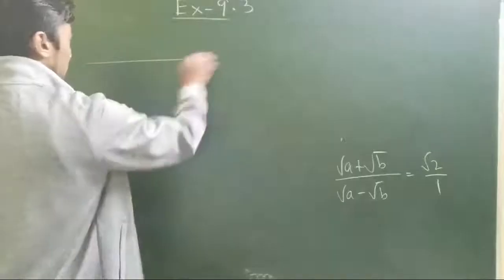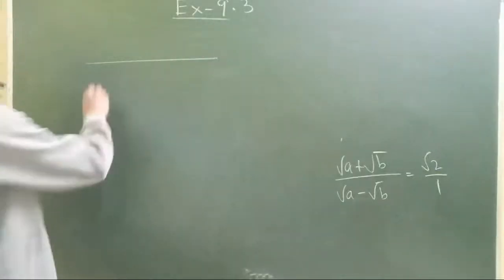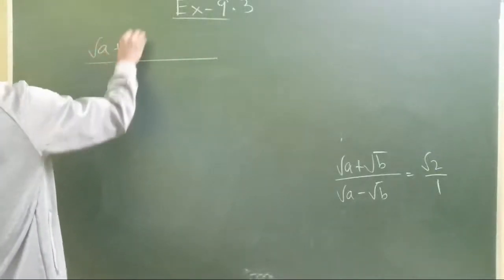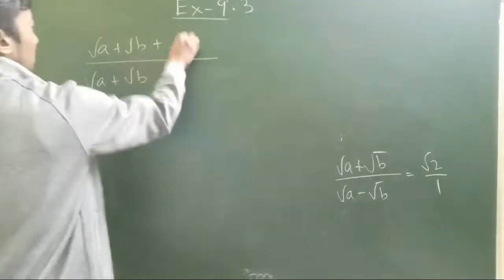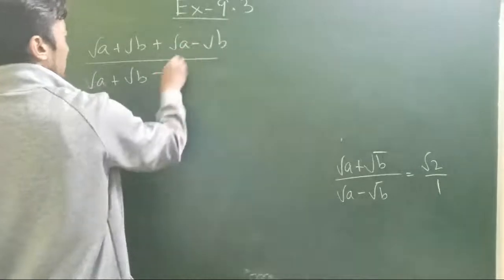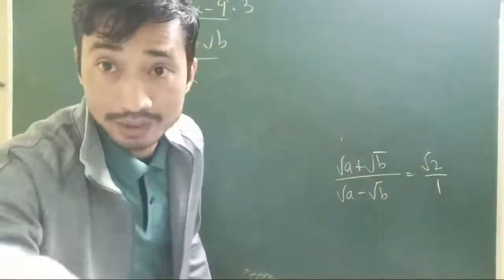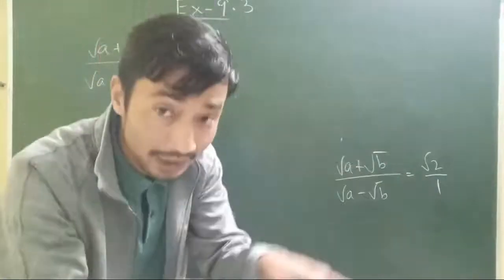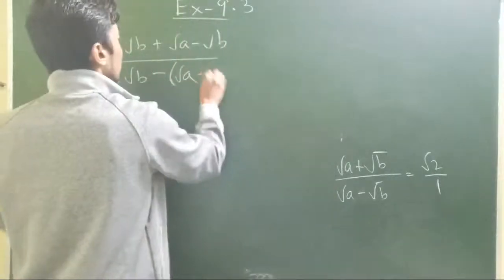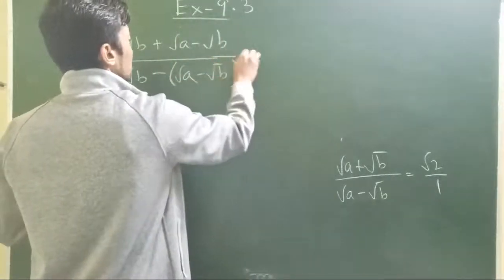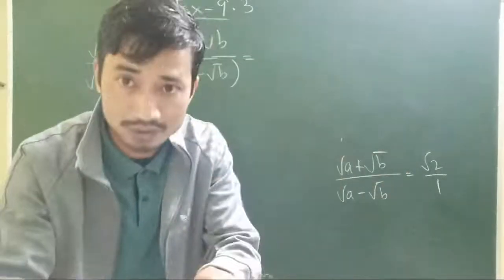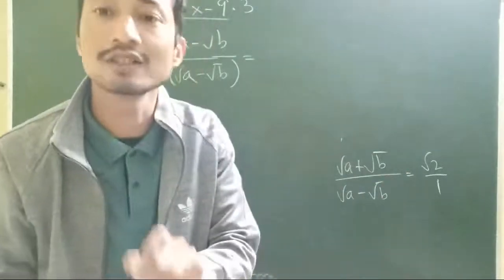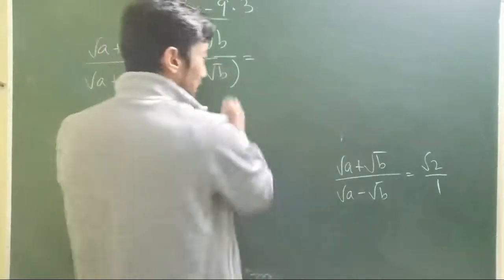So again, if you apply componendo and dividendo, what will we have? Numerator add the denominator, numerator subtract the denominator. Subtract means negative value should come, bracket should come. Addition, no problem. Subtraction, after the negative value, the bracket should come so that you don't make any careless mistakes.